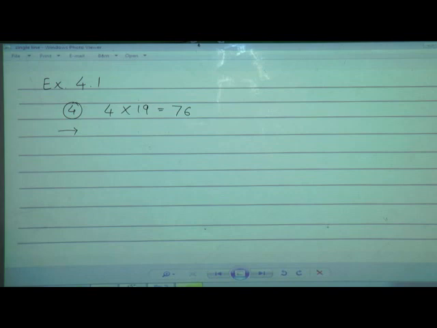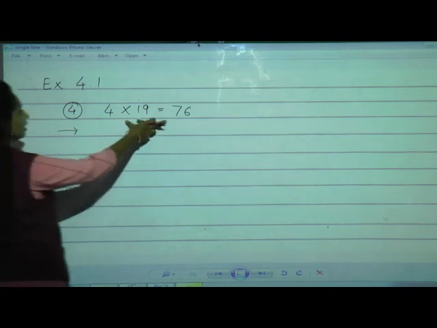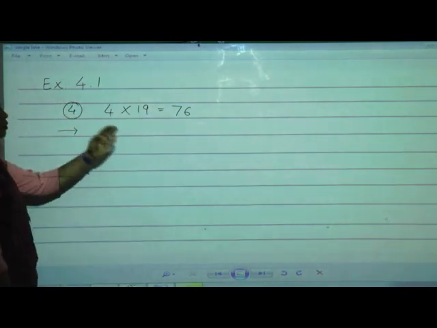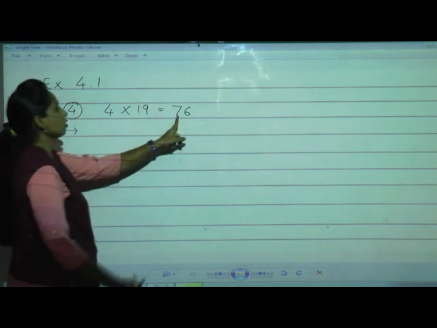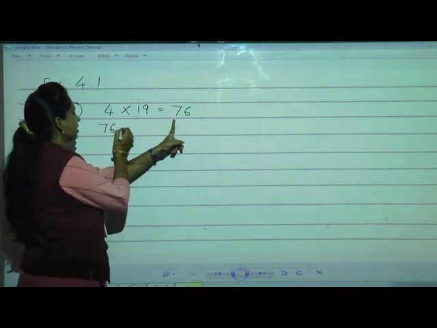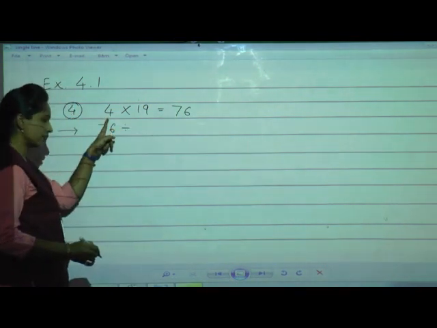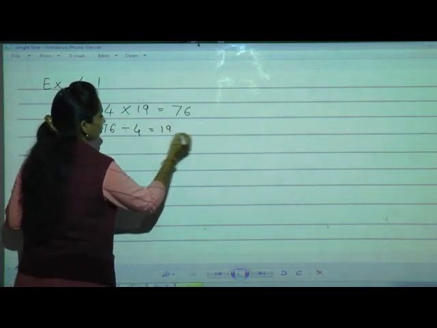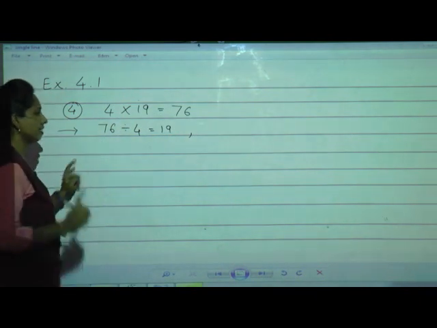Now tell me, students, we have studied in properties of division that two division facts can be derived from one multiplication fact. So they have given one multiplication fact. With the help of these numbers we have to write two division facts. So write the answer first, 76. Give the division symbol. Go with the first number. Write 4 is equal to the answer, the other number. Okay, this is one. And the second one.